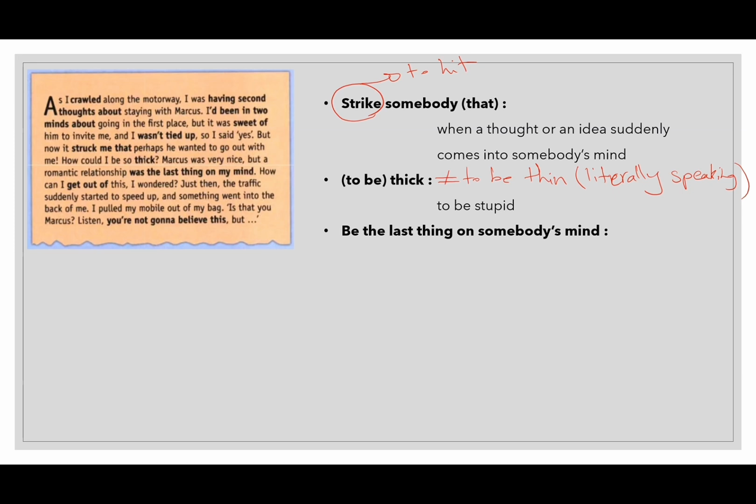On and on. Marcus was very nice, but the romantic relationship was the last thing on my mind. Be the last thing on somebody's mind means the last thing that is in someone's mind. It means be the thing that somebody is the least likely to be thinking about. Okay, again, self-explanatory. We go on.